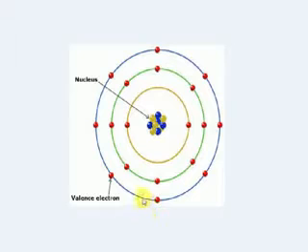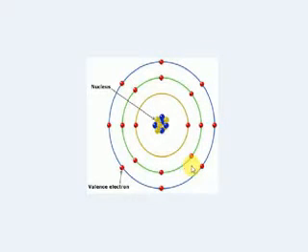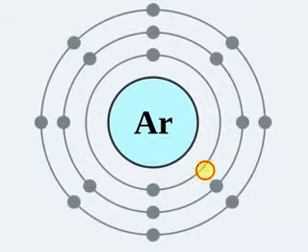The outermost shell of an atom is called the valence shell. The electrons on these shells are called valence electrons. Atoms like to have 8 electrons in their outer shell. Atoms will lose or gain valence electrons to make their outer shell full with 8 electrons.